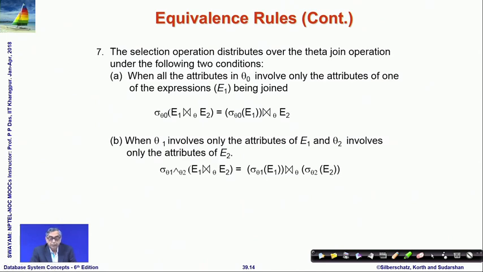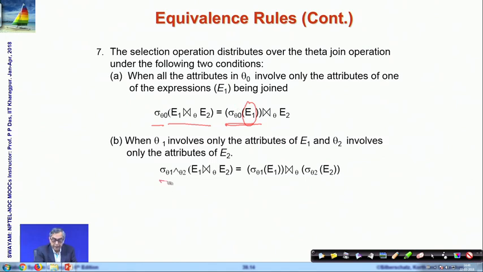The selection operation distributes over theta join operation. You can see here that there is a theta join and then I am doing a selection. So, I can first do the selection and then do the theta join. Of course, the selection must involve only the attributes of E1, otherwise this will not be valid.